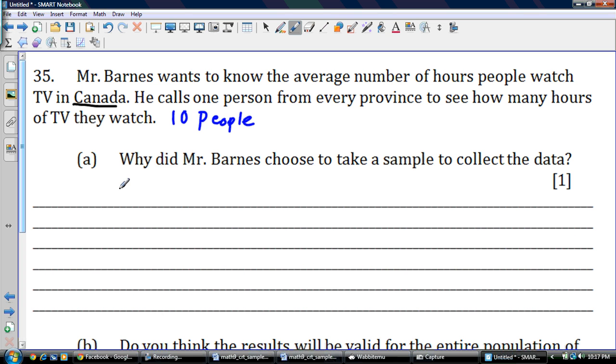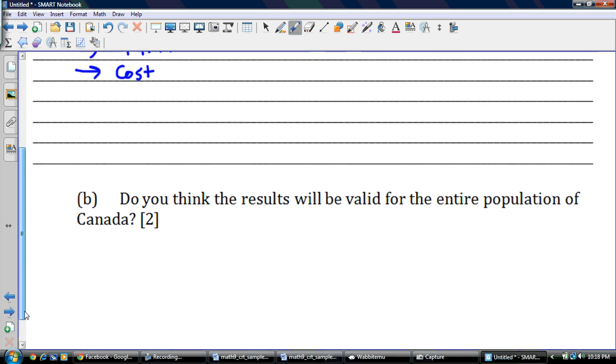Really the biggest reason I chose to take a sample is, can you imagine calling 30 million people? It's the time involved. The time involved is why I chose to collect a sample. Now the other reason might be cost. If I had to call everybody in Canada, my long distance bill would be pretty high. So time and cost are a couple of the main reasons I would choose to take a sample. And it would pretty much be impossible for me to get a hold of everybody in Canada and make that call.